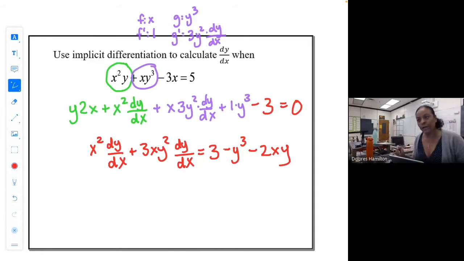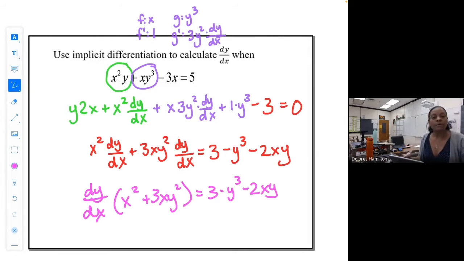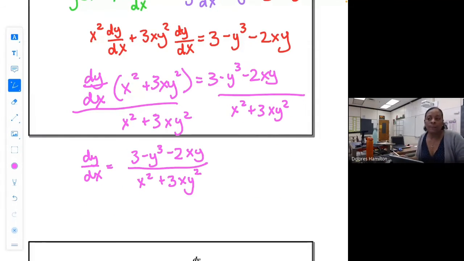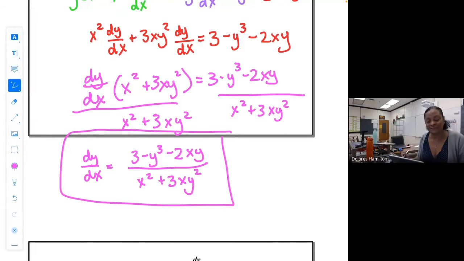So if we're looking at the left side, what do they both have in common? That's right, a dy/dx. So what am I going to do? I'm going to factor it out. So it looks like this. And the last thing is, I want to get it by itself. So we divide by x squared plus 3xy squared, and our answer cleans up to this.